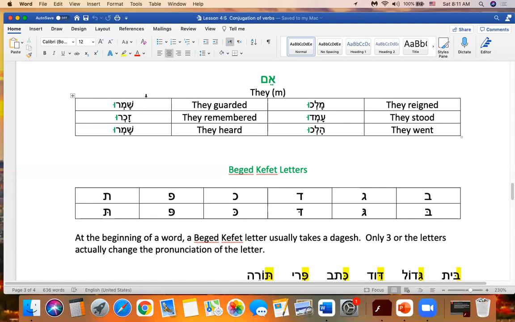Did I say they guarded right? Shamru. Oops, I got these wrong. They heard. Shamu. It's shamu. Oh, I'm sorry. I did that one wrong. I will have to correct it. I'm glad I'm going through this. Sorry. So that one should be shamu. Let me change that. Okay, let me change this here. Go to Hebrew. And that's an ein. There we go. Sorry, you may have to change that on your paper too.